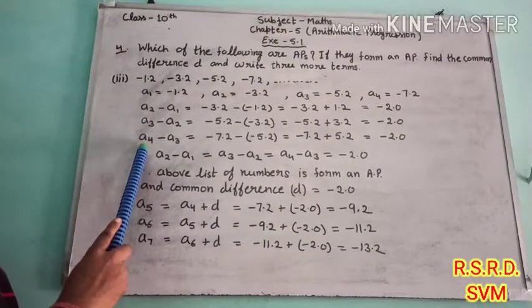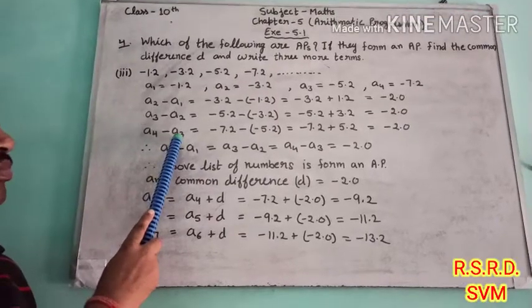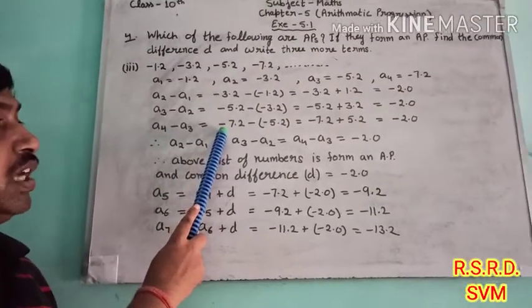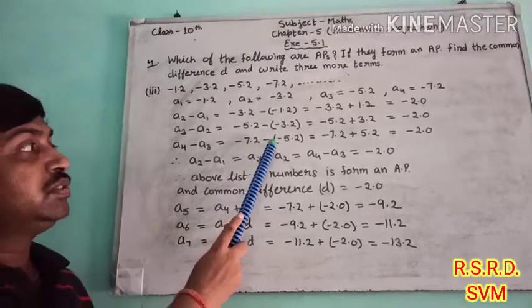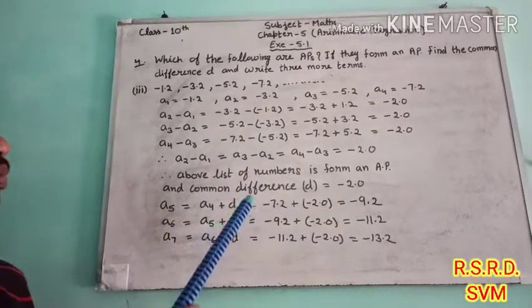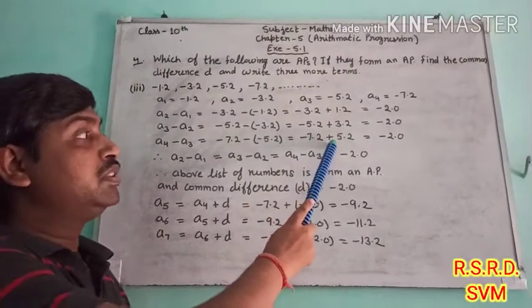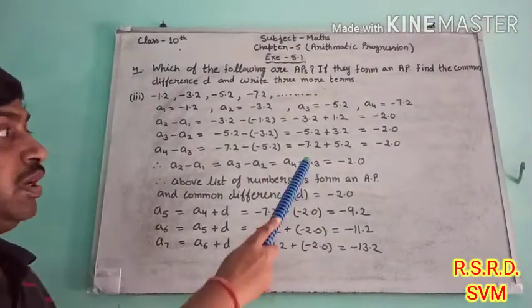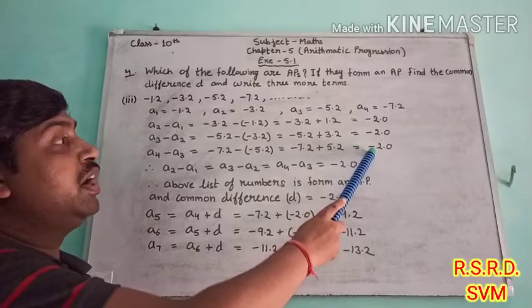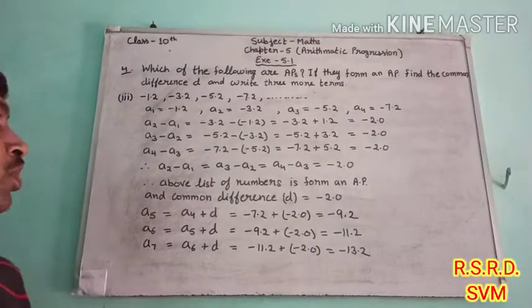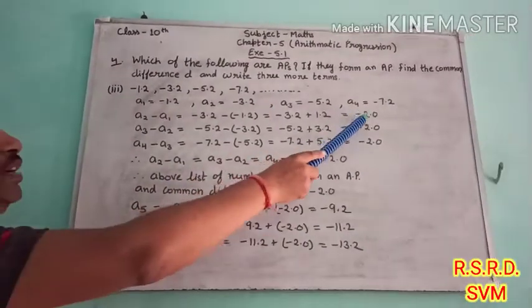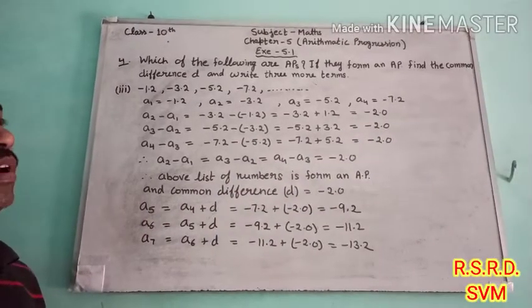Similarly, the fourth term minus the third term, we get minus 7.2 minus minus 5.2. We get minus 7.2 plus 5.2. Subtracting, we get minus 2. In this way, every time the difference is the same number.